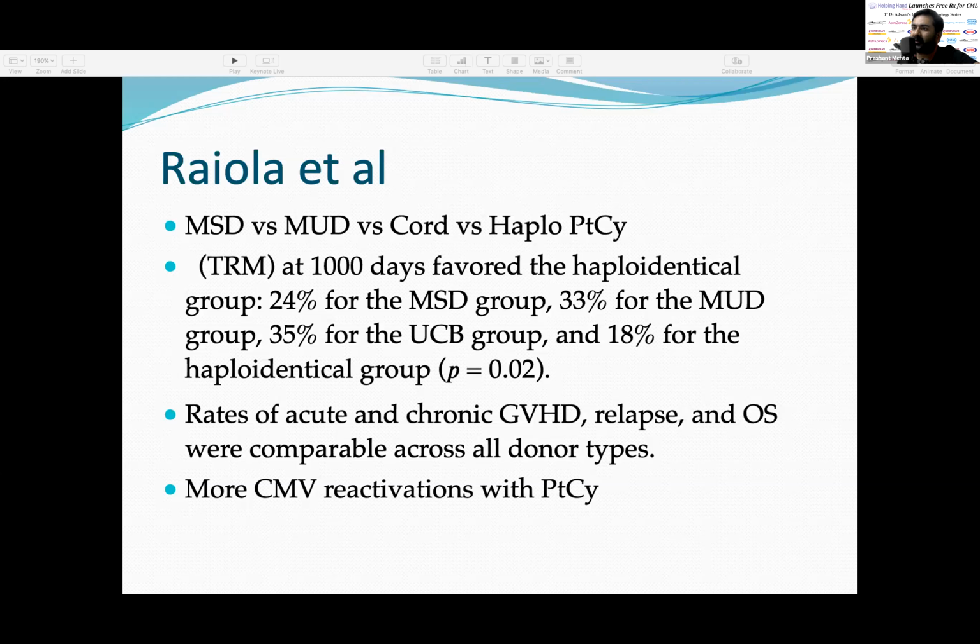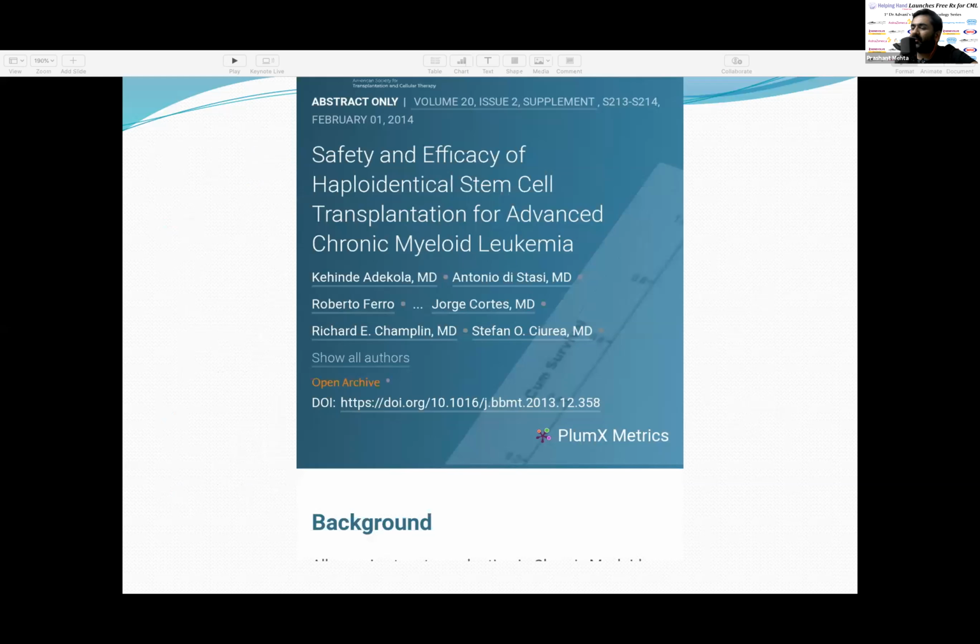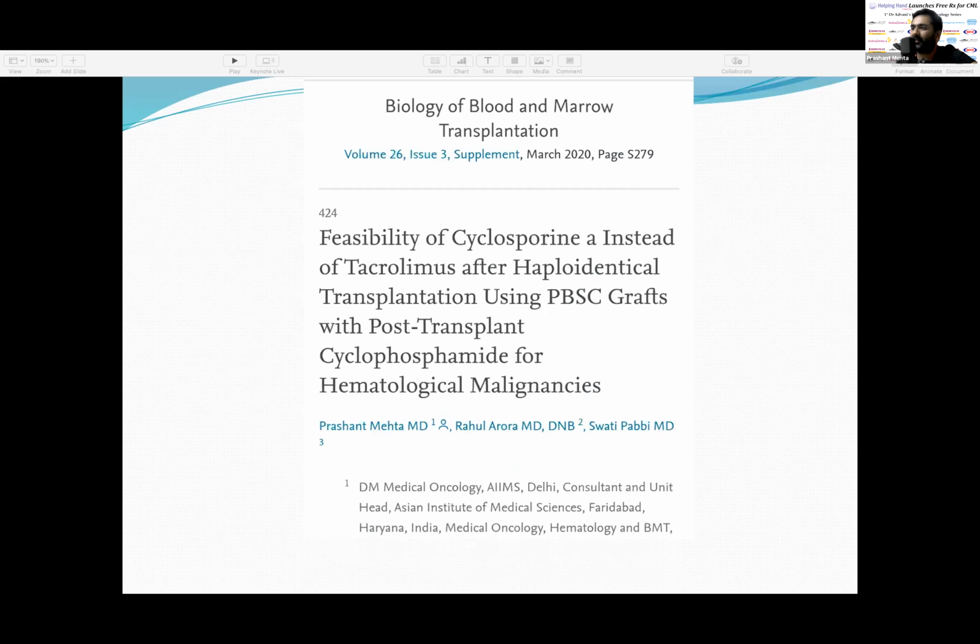There's again some data from Rayola et al., MSD versus MUD versus COD and haplo PTCY. Here also haplo did as well or a little better than MUD. The MSDs did better, and the COD was better with respect to GVHD, and GVHD was lower with the COD blood transplants. This is again data of 10 odd transplants in CML BC. Safety and efficacy, it was found to be safe, and the outcomes were pretty okay.